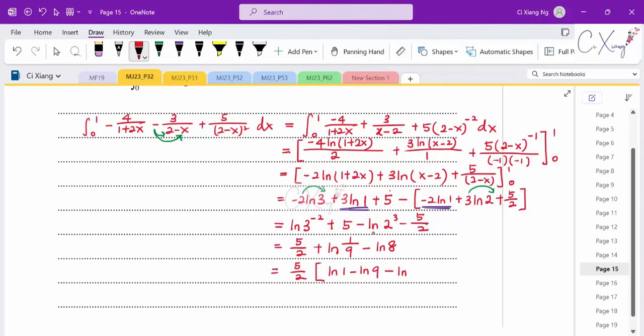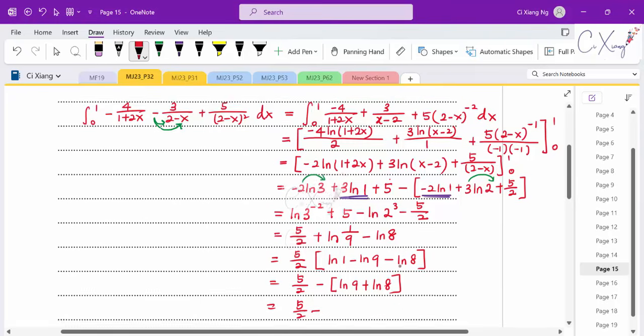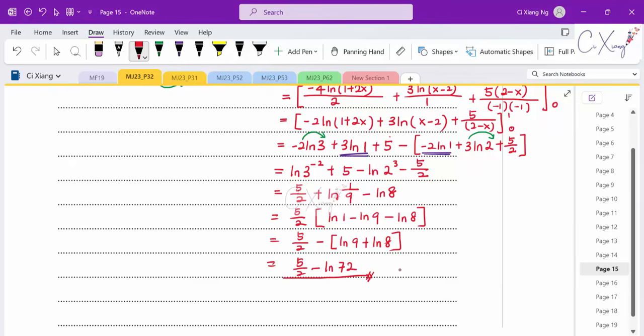So minus ln 8. Okay, so again, ln 1 is a 0. So I will want to factorize out the negative. Therefore, I'm having ln 9 plus ln 8. Okay, then 5 over 2, then minus ln 9 plus ln 8, you can combine them together, become 9 times 8. So 9 times 8, I got 72. So this is how I get the answer that they want us to show.